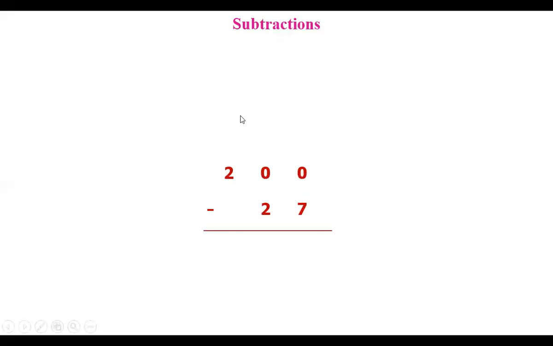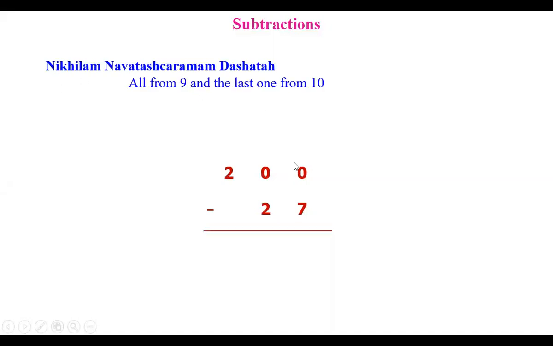So here, this sutra is Nikhilam Navatashcaramam Dashatah, means in the end, rightmost side, we put 10 here. And for all other zeros, we put 9. If you have 10 zeros, you put 10 nines. That's it. So now, you see how simple it is. 10 minus 7, 3. 9 minus 2, 7. And we must borrow 1 here. So 1 is left. 1 minus 0, 1. So, very simply, by taking this Nikhilam Sutra, we can easily do this subtraction.